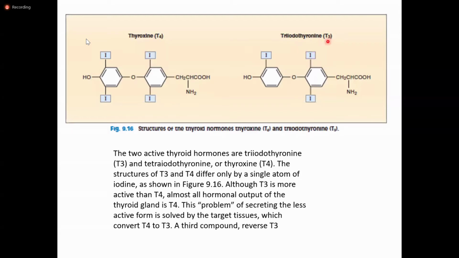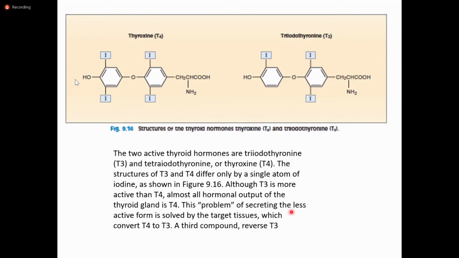Atoms of iodide added to tyrosine molecule, then you have T3. So the active thyroid hormones are either triiodothyronine or tetraiodothyronine, which is thyroxine. The structure of T3 and T4 differ only by a single atom of iodine. Although T3 is more active than T4, almost all hormonal output of the thyroid gland is T4. So you are only secreting a very small amount of T3. The major hormone coming out from the thyroid gland is T4.